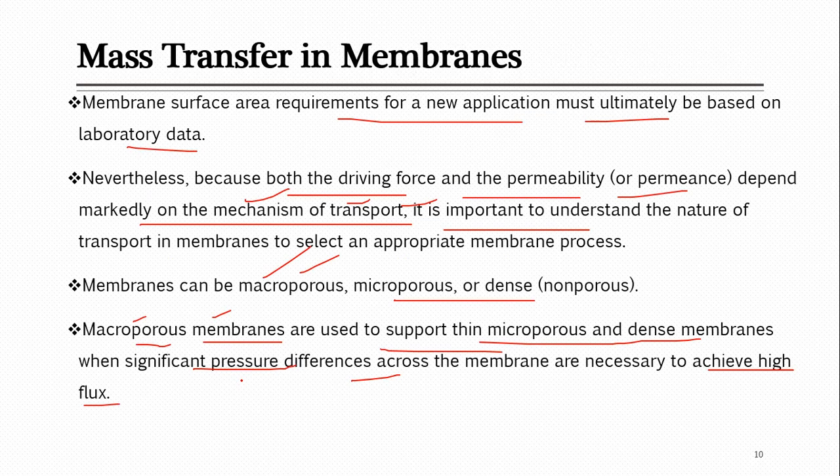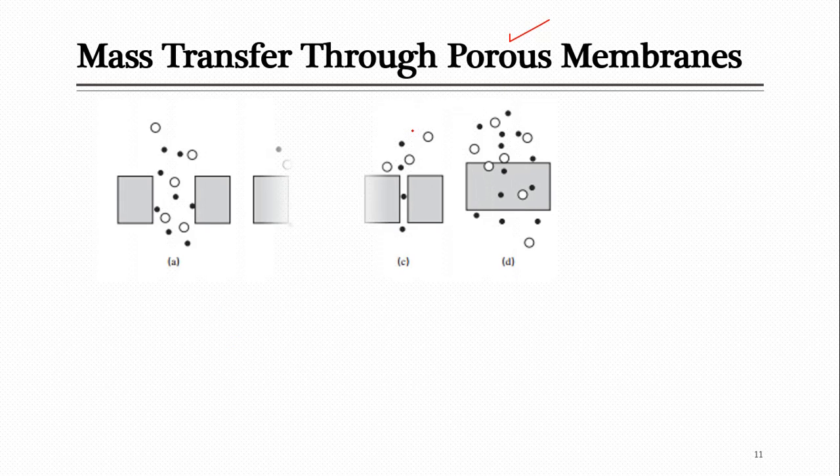There are two major types of membranes, as we know: microporous and dense membranes. We have to look at mass transfer through these membranes, because macroporous membranes have a high pore size, so they are not used for separation, only as a support. So here we will discuss mass transfer through microporous or dense membranes. If you remember from last week, microporous or porous is the same terminology, and dense or non-porous is the same terminology.